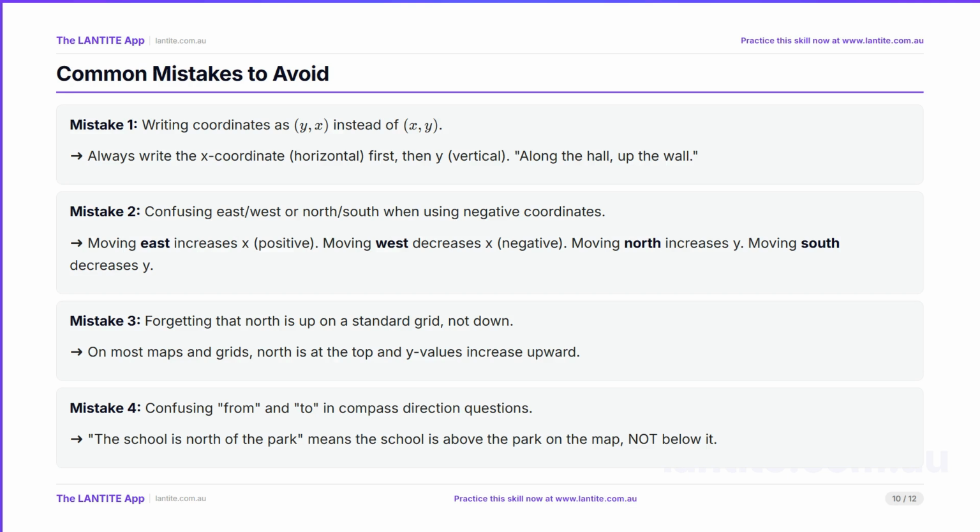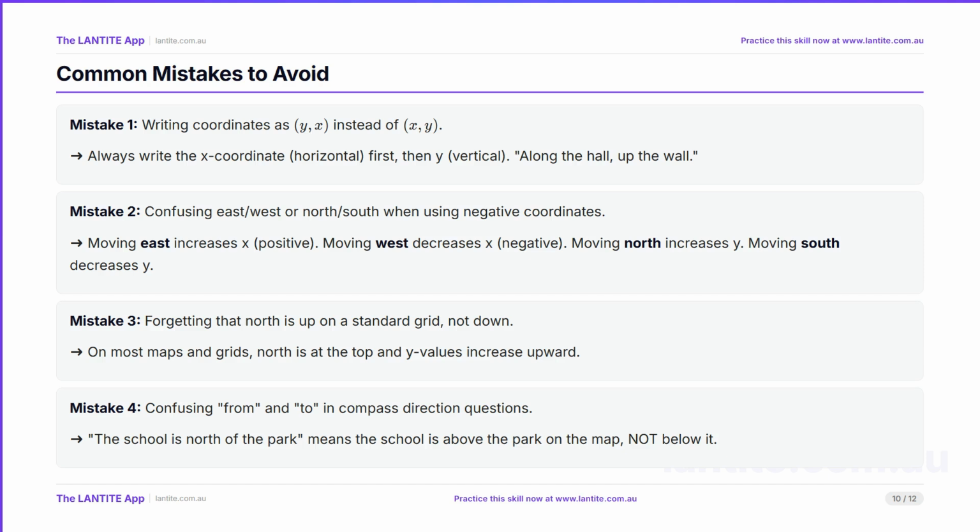Here are common mistakes to watch out for. First, always write coordinates as x then y, not the other way around. Remember, along the hall and up the wall. Second, be careful with negative coordinates when using compass directions. East is positive x, west is negative x, north is positive y, south is negative y. Third, on a standard grid or map, north is always at the top, with y values increasing upward.